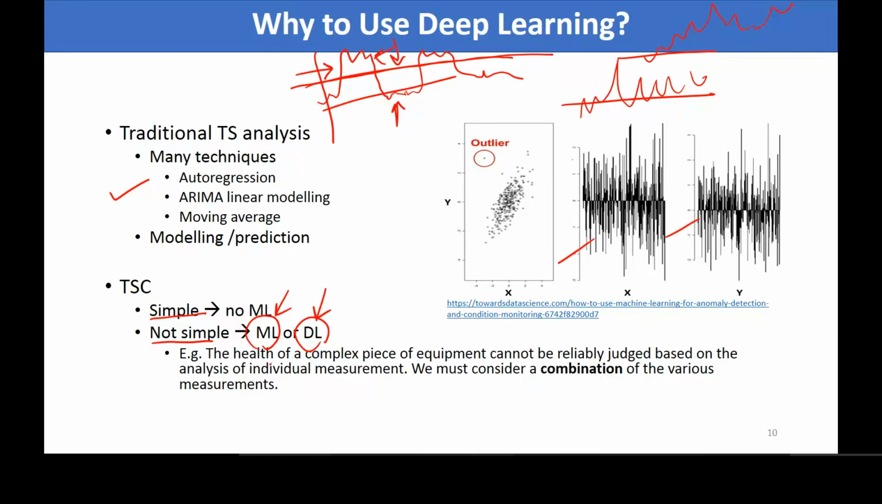Just to elaborate with an example, take the health of a complex piece of equipment. It cannot be reliably judged based on the analysis of individual measurements, so we usually need to combine a lot of measurements. And the correlations, the relationships between these different signals, different measurements, different aspects of the same time series, might not be very obvious. So you might not even be able to visualize it, and you need something to help.